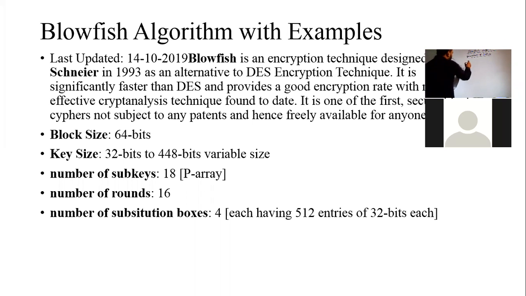As I told you, we have 18 subkeys, okay, and those are represented as P0, P1 to P17, clear, for encryption as well as decryption, and it is called P array. And each P array, either it is P0, P1, P2, so on, P17, each P array is of 32 bit. This is an important point, note down. Each P array is of 32 bit.